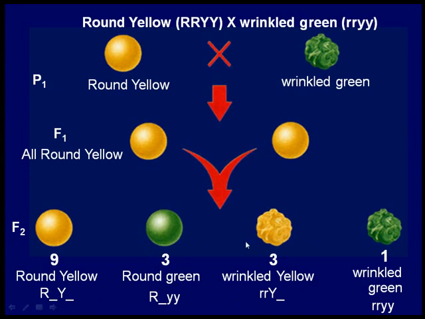Same for wrinkled and yellow. And then the runt of the litter is going to be the wrinkled and green. It has to get 2 little r's. Has to get 2 little y's. Again, law of dominance, to be the recessive form, wrinkled and green.